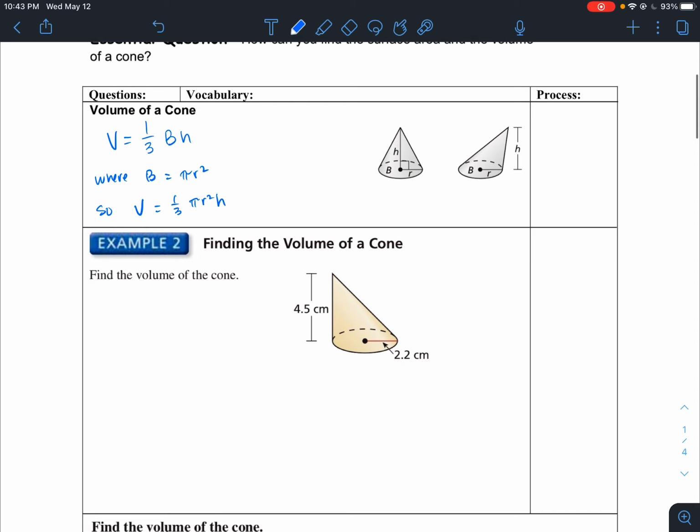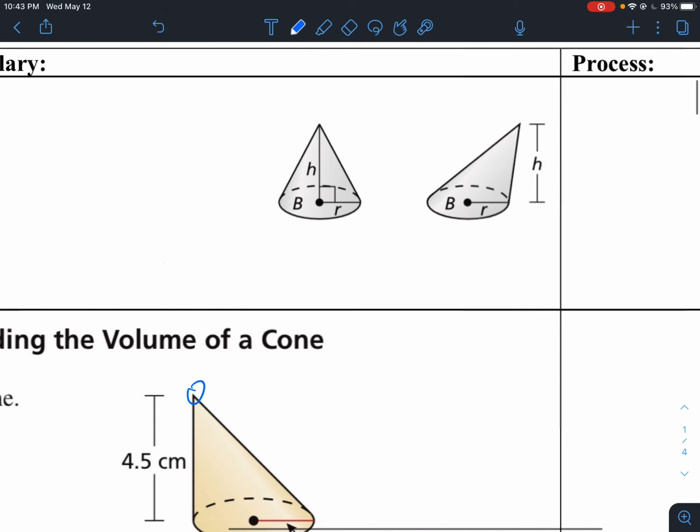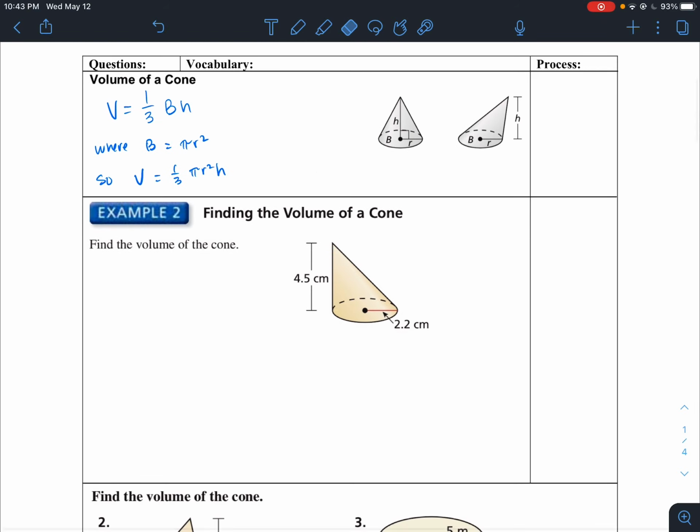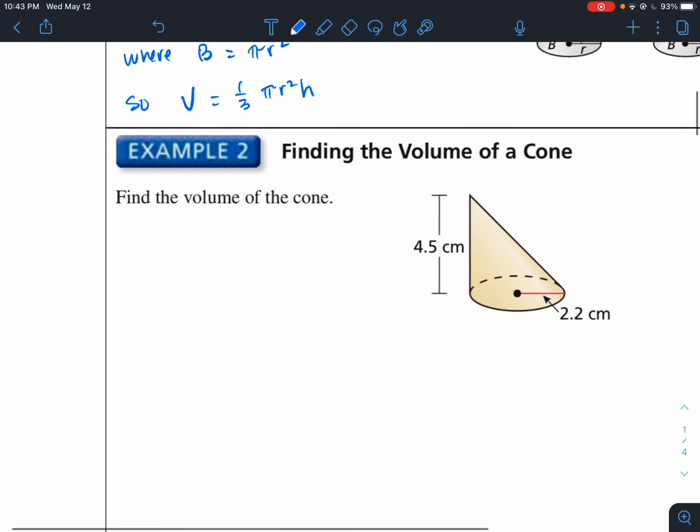Okay, so let's go ahead and try that out. As it shows here, it doesn't really matter if the cone is slanted, whether the vertex of the cone is directly above the center or not at all. Okay, so we know volume is equal to 1/3 of the area of the base times the height.